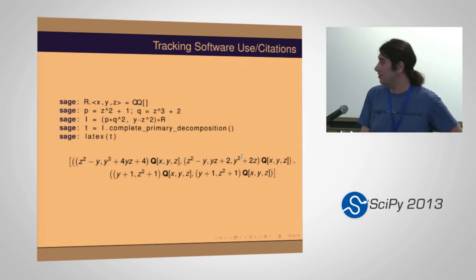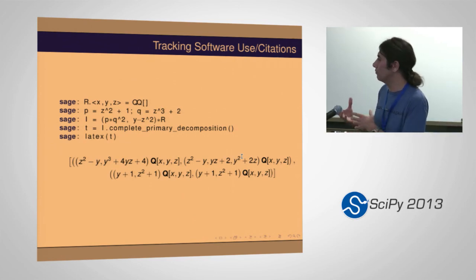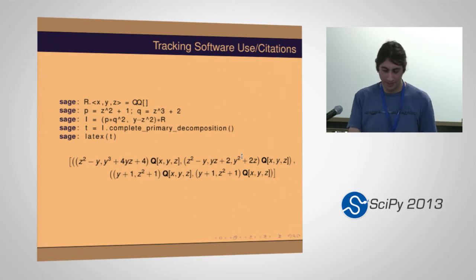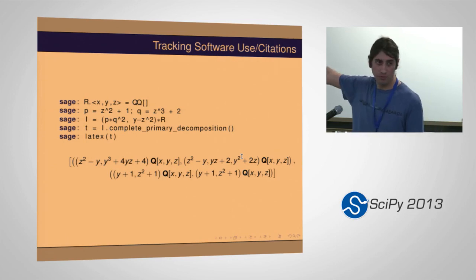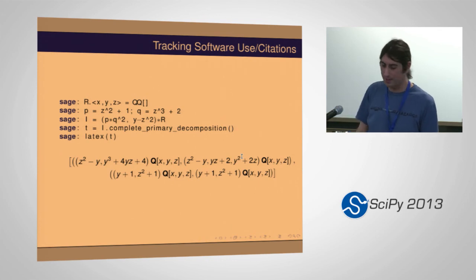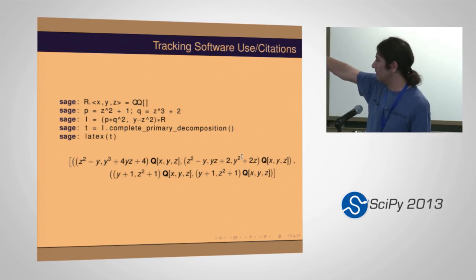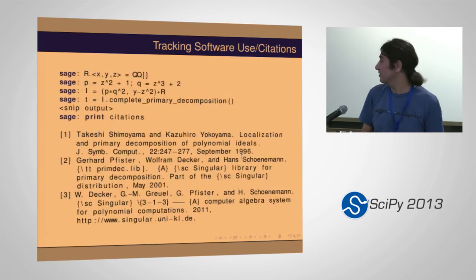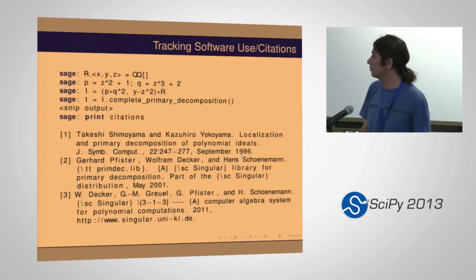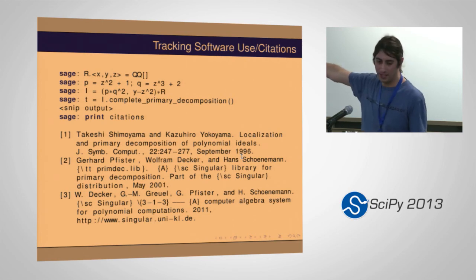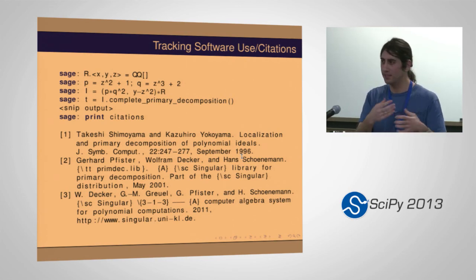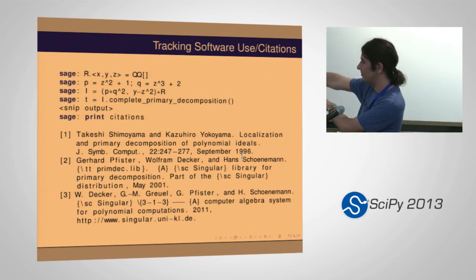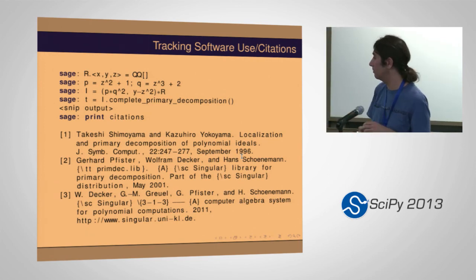One thing that we do in Sage is to show what software was used in the background for a certain computation. For instance, primary decomposition is a basic concept in commutative algebra, and you can compute it by these lines. Then if you wonder what system was used in the background, you can say print citations. So there is a process running in the background where you can annotate all the functions that get called, which will add the citation information to a central database.